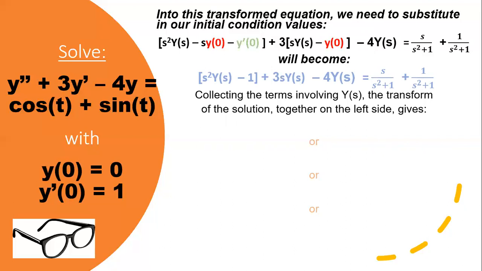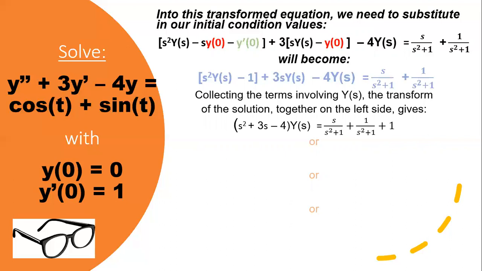Now we notice that on the left-hand side, most of those terms involve capital Y of s, the transform of our solution. There is one term, minus 1 on the left, that does not. What we'll do is we'll collect all the terms involving capital Y of s on the left, and we'll move that term that doesn't to the other side. That now gives us that s squared plus 3s minus 4 times the transform of y equals s over s squared plus 1 over s squared plus 1 plus 1.